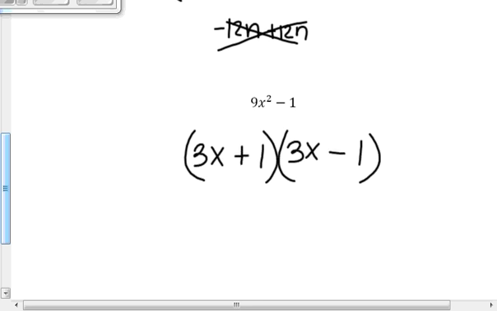Always when you're factoring, make sure there's not a GCF before you start doing something. Always go through and see if there's a greatest common factor in all of your terms. If there is, factor it out first. That'll make factoring a lot easier.